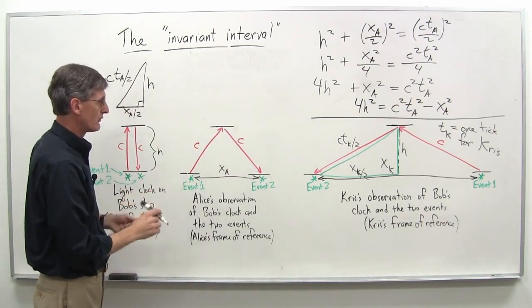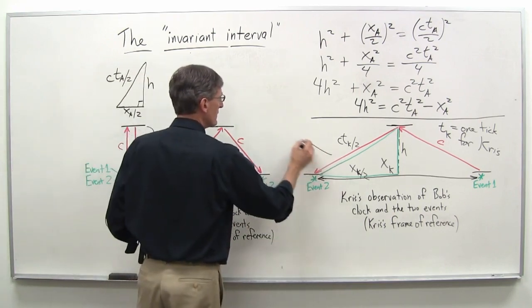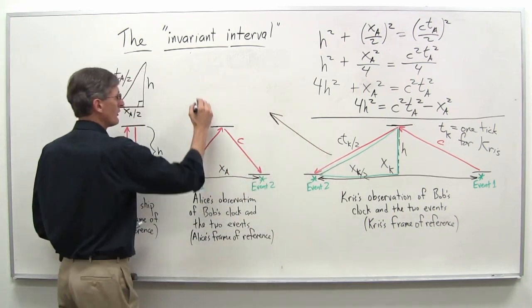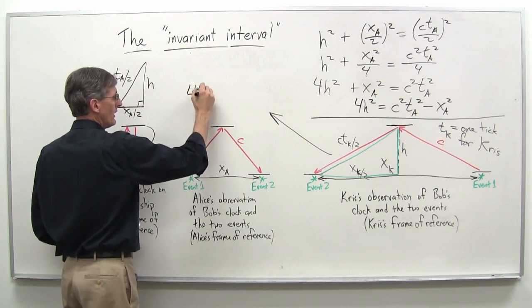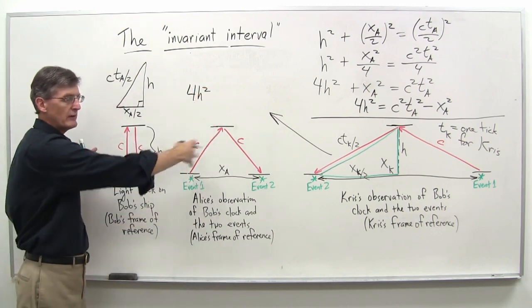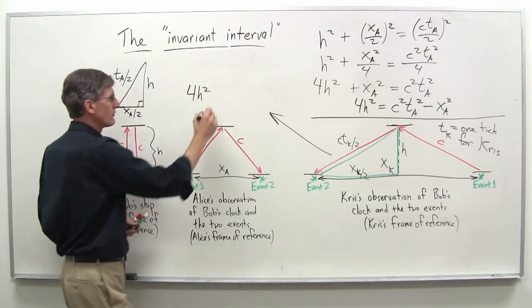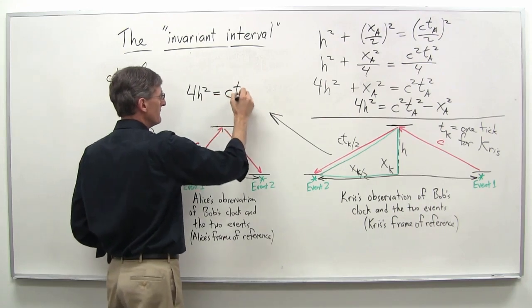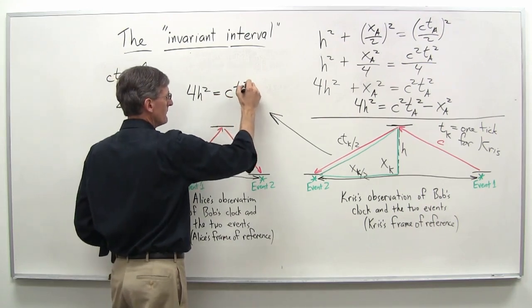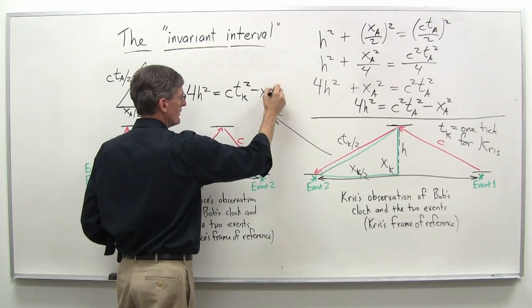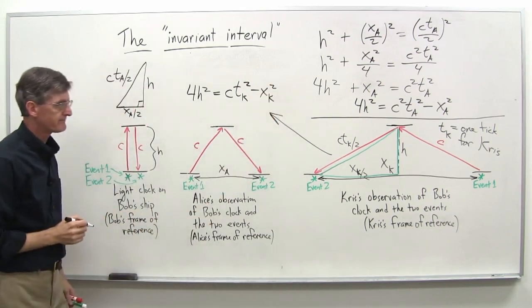There's Chris's triangle. So Chris's result would also be 4h squared. H is the same in every case here. 4h squared equals c squared tk squared minus xk squared. Okay?